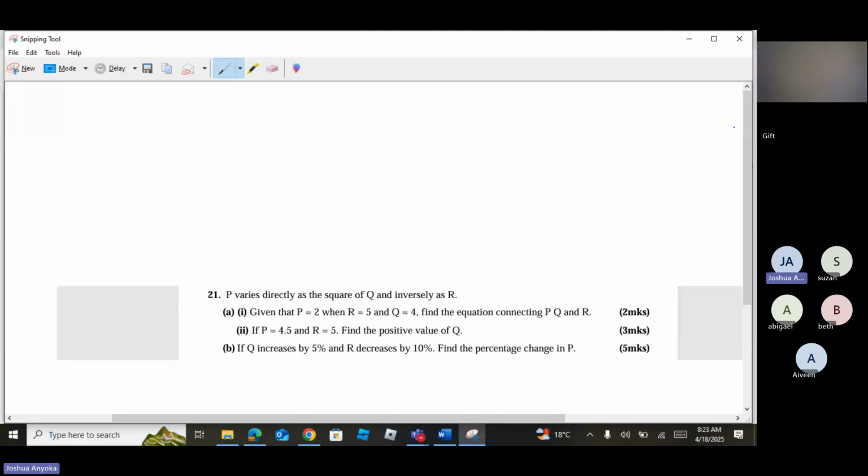Good. So this one lies under which variation, Beth? Direct variation, inverse variation, joint variation, partial variation. It lies in which variation?